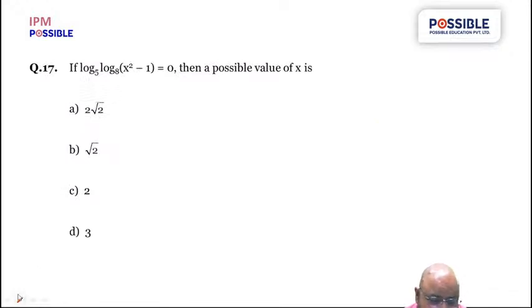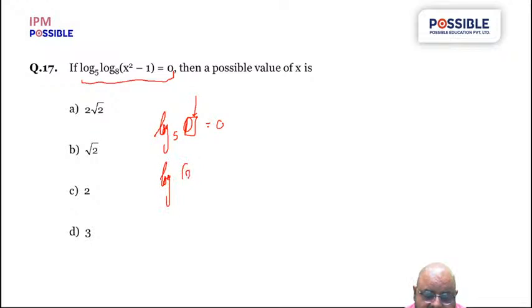Again, not a question that I would have attempted because of probability. This, I think, is a straightforward question, because if it is given to me that log of something to the base 5 is 0, the expression has to be 1, because we know that log of 1 is 0. Therefore, log of x square minus 1 to the base 8 should be equal to 1. So if this 1 comes here, I'll get the final answer as 0.